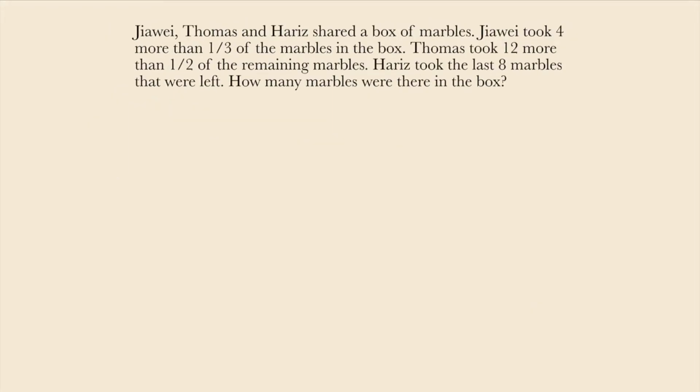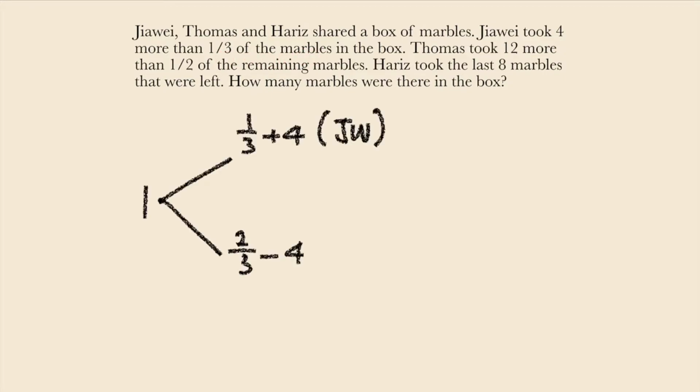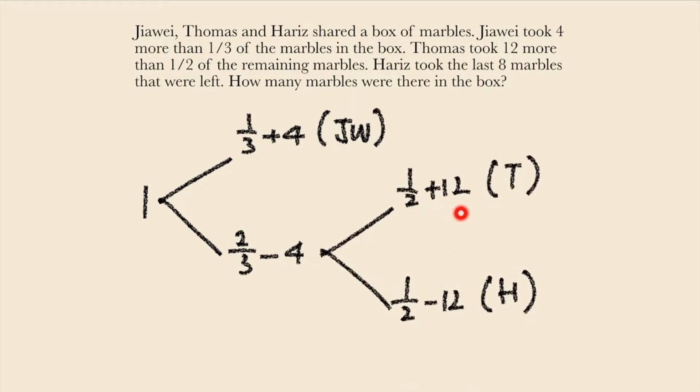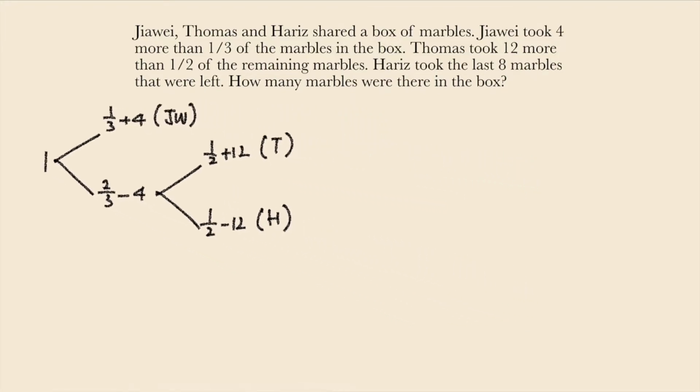Okay, J, T, and H shared a box of marbles. J took 4 more than 1/3 of the marbles in the box. 4 more than 1/3. Well, that's 1/3 plus 4 for J, which means the other branch is 2/3 minus 4. Thomas took 12 more than half of the remaining, so half plus 12. Haris took the last 8, so half minus 12 would represent Haris, and that's actually 8 marbles.